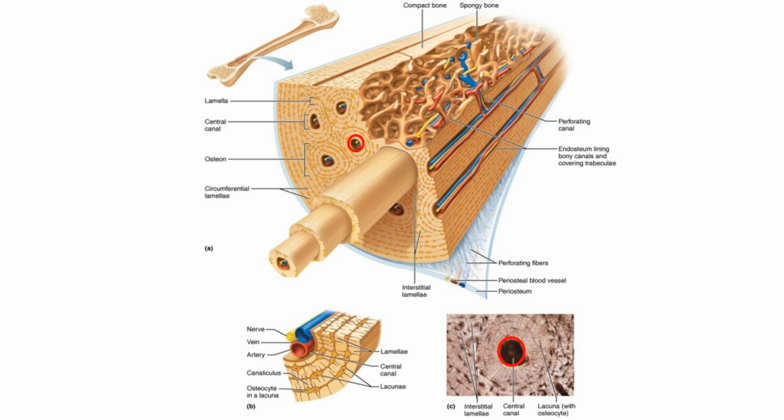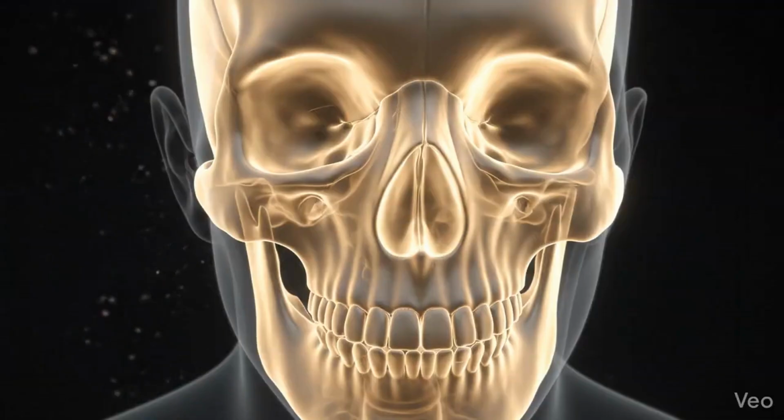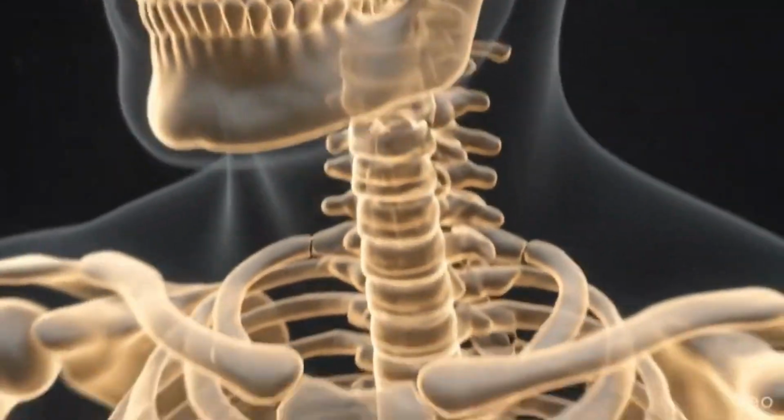Let's look at how is the bone tissue, the microscopic structure of compact bone. Central canal, lacunae, osteocytes, circumferential lamellae, concentric lamellae, interstitial lamellae, osteon, canaliculi, perforating canals.